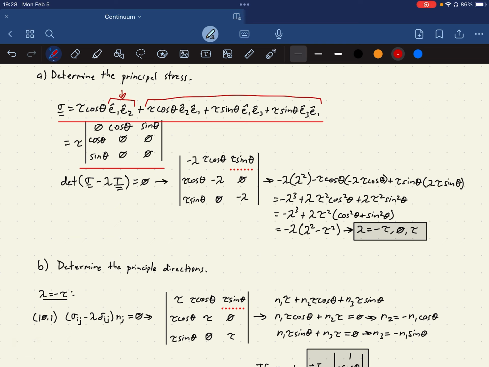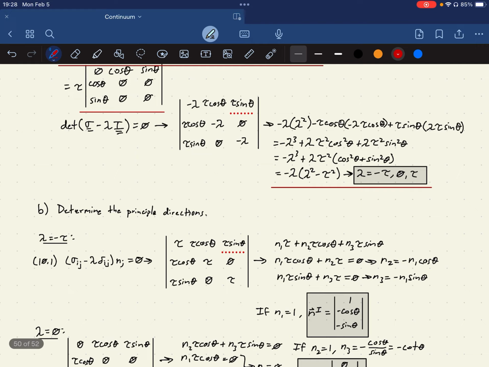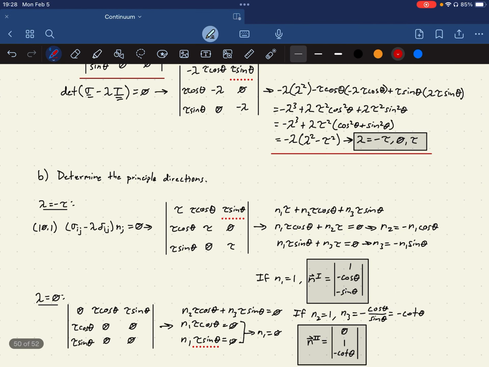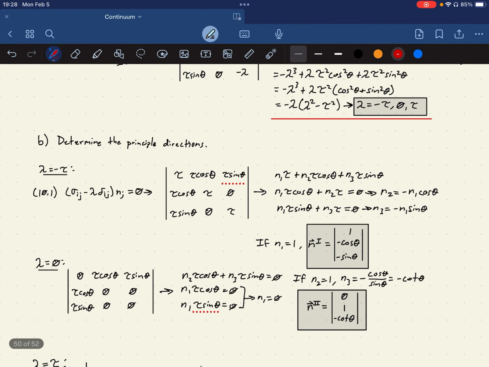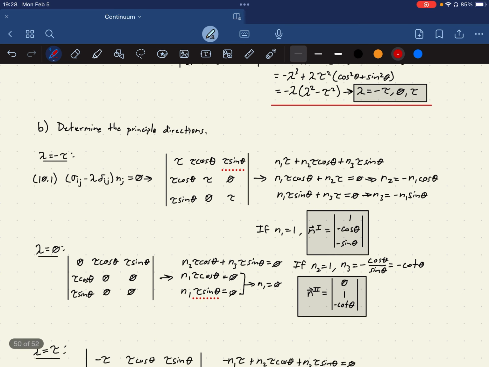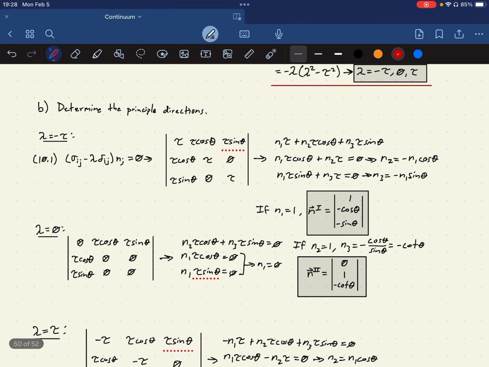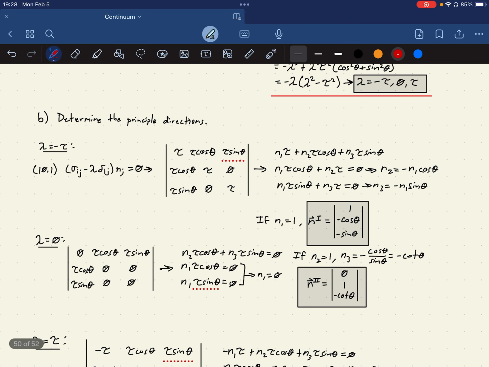So we do that, take the determinant, expand out all this algebraic nonsense, and then we get our eigenvalues. So part B asks us to determine the principal directions. Again, we're just going to plug in each of our eigenvalues into the matrix for sigma. So we do that here.